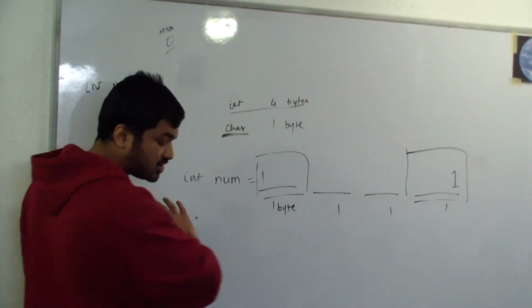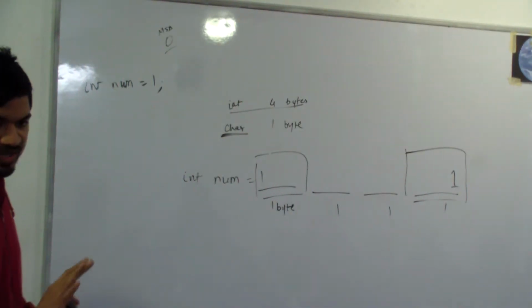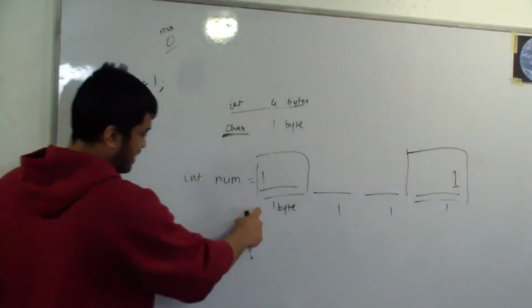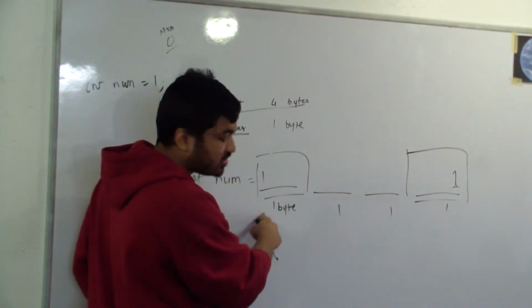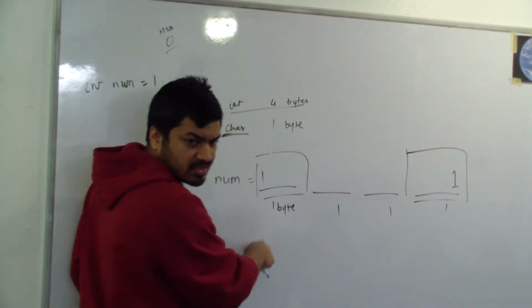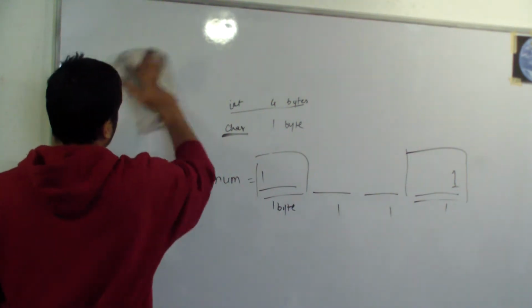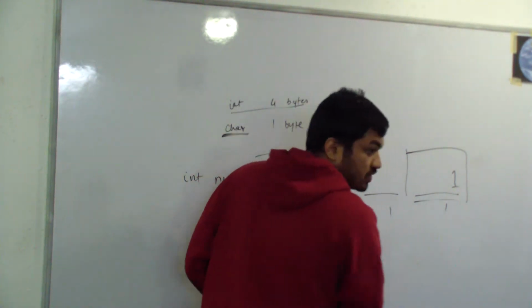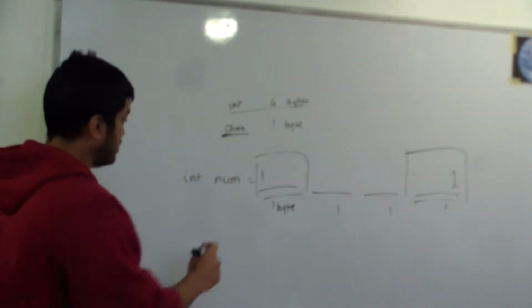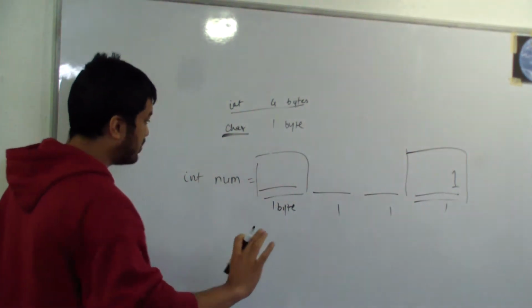This is not negative. Because the 1 is set here, your LSB is here. Make sense? Makes sense. So now, after you assign the number 1, you create an int num1. No, you don't create anything.